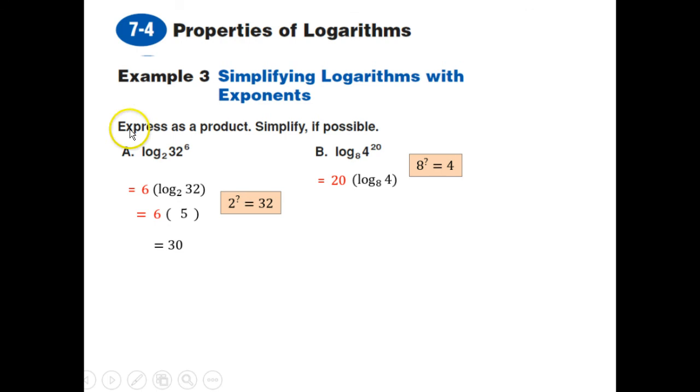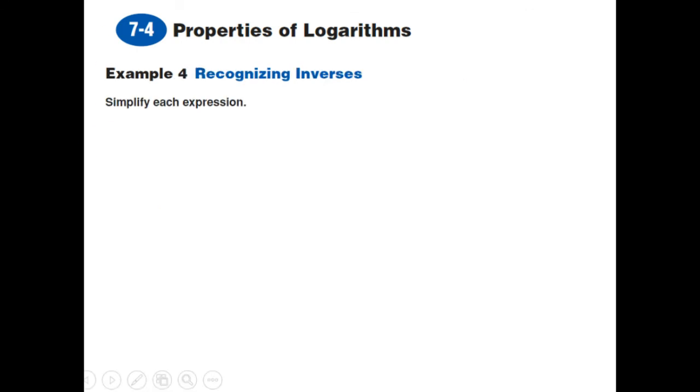So I'm actually going to jump to another example. And after we finish example 5, we'll go back to that example because example 5 actually walks you through how to do it when you can't use your powers chart. Okay? All right. So the next one I want to talk to you about is recognizing inverses.